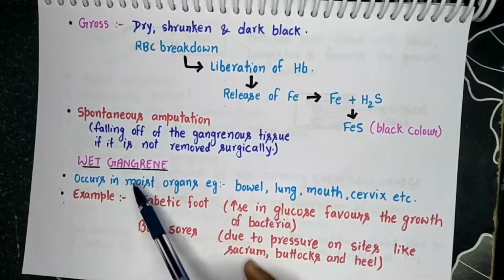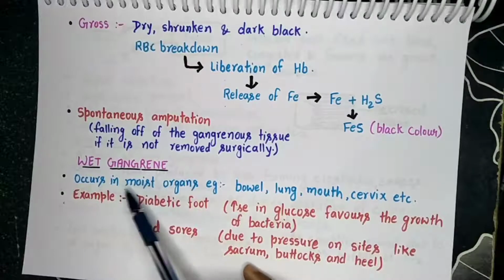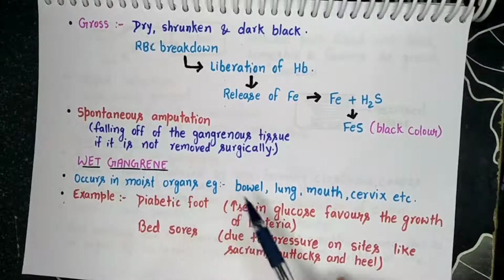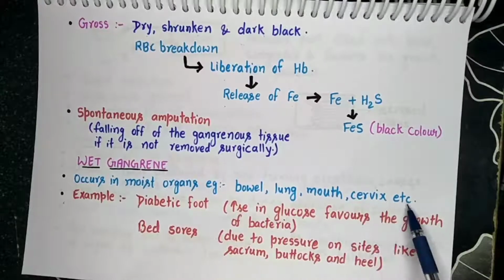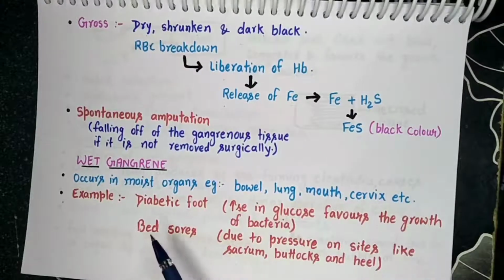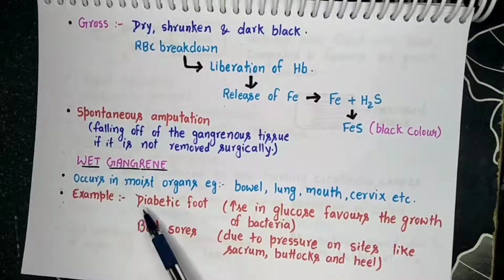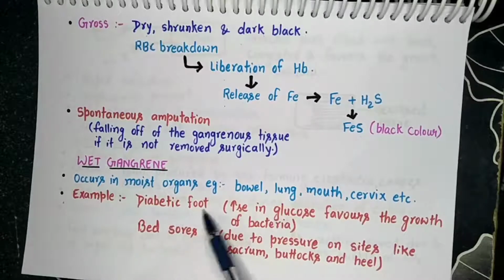Now come to wet gangrene. Wet gangrene, as by the name only, occurs in moist organs like bowel, lung, mouth, cervix, etc. We can take the example of wet gangrene as diabetic foot.